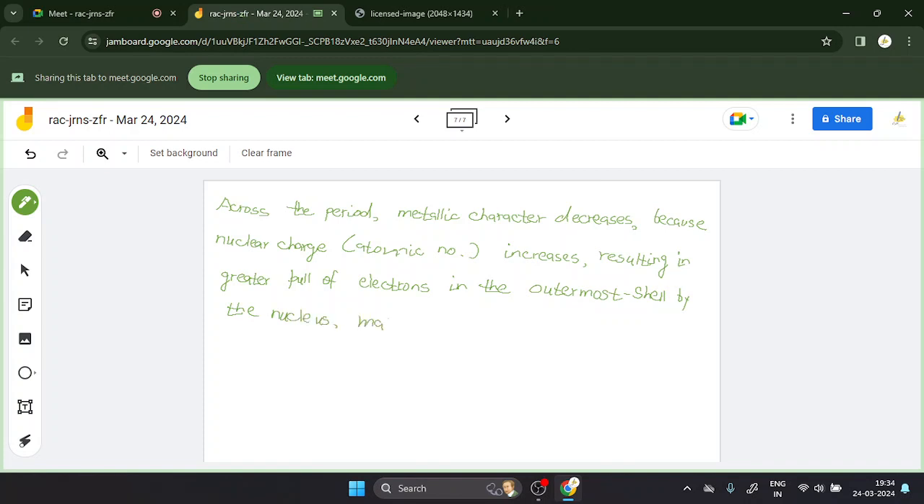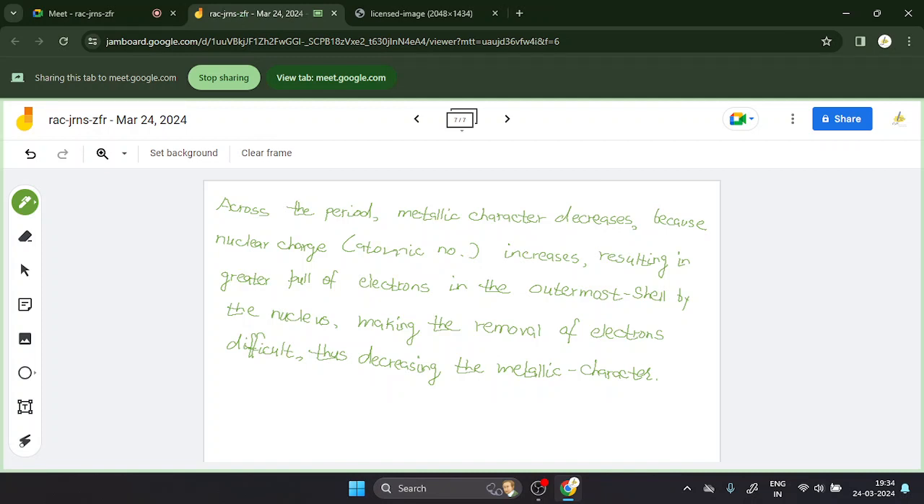Making the removal of electrons difficult, thus decreasing the metallic character. This is the full reasoning. Clear about it? Now after this we have discussed what will happen down the group and across the period.